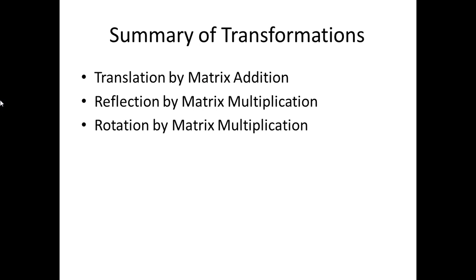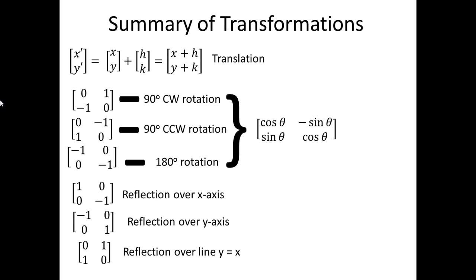So the transformations that we've talked about in this entire series are translation by matrix addition, and reflection and rotation by matrix multiplication. The translation is simply the sum of the vectors as shown, and the rotation transformation matrices can be derived from a generalized case where theta is set equal to the angle that you'd like, either 90 degrees minus in the clockwise rotation or 90 degrees plus in the counterclockwise direction, or 180 degrees. And then we derive three matrices that handle the reflections over the axes as well as the line y equals x.